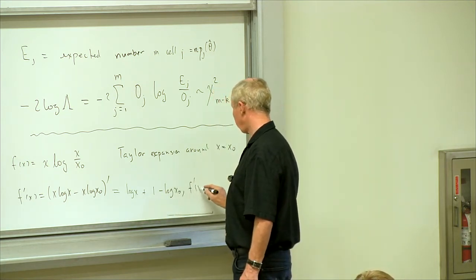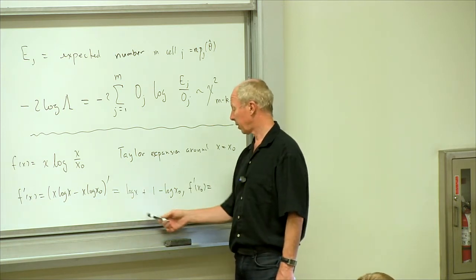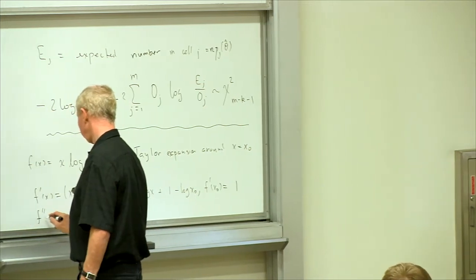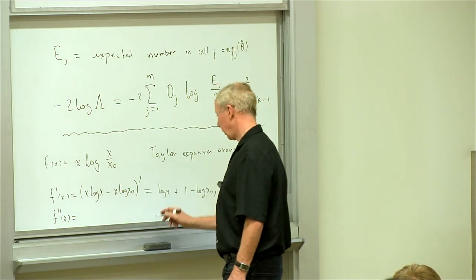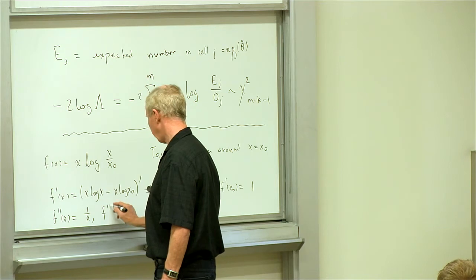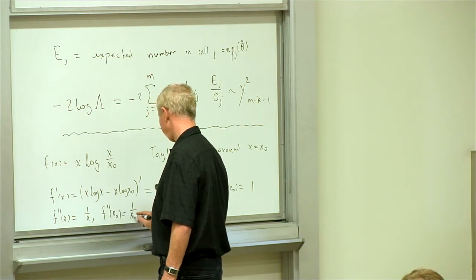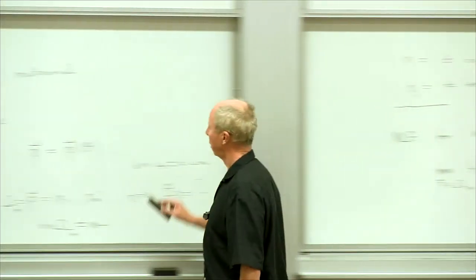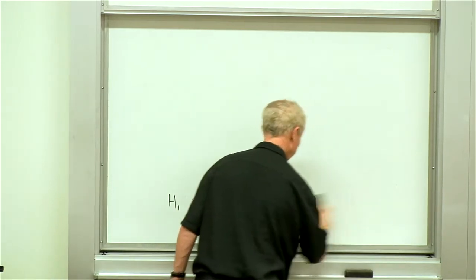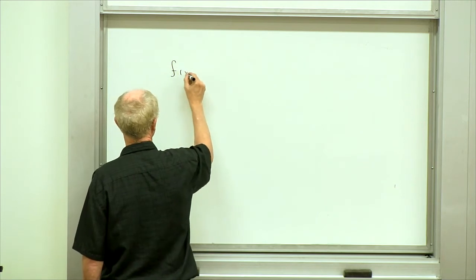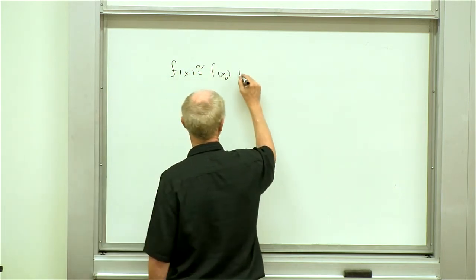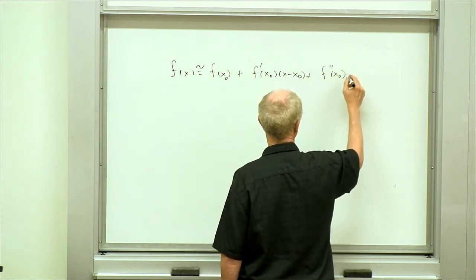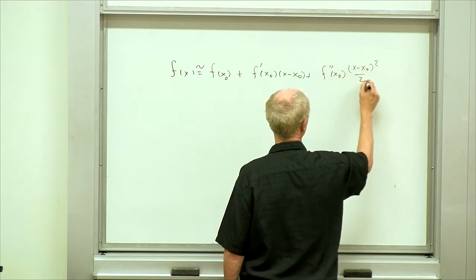So what's f prime at x naught? If I put x equal x naught in here, I get log x naught plus 1 minus log x naught, which is 1. Let's do the second derivative. I have to differentiate this term, and that's just 1 over x. So f double prime at x naught is 1 over x naught. And so the Taylor expansion for f of x out to order 2 looks like that.